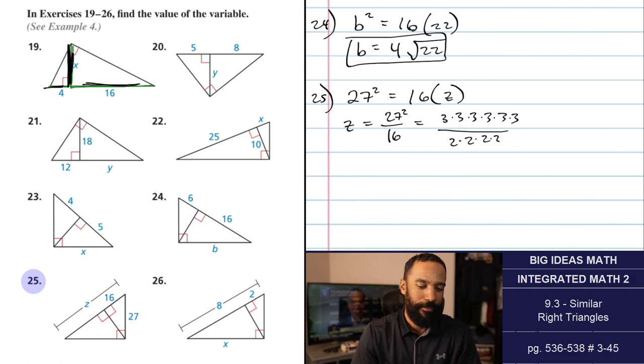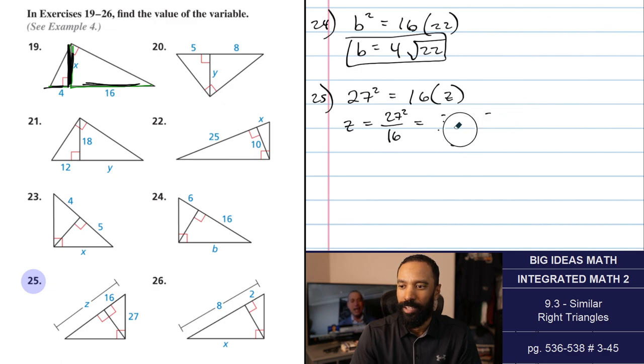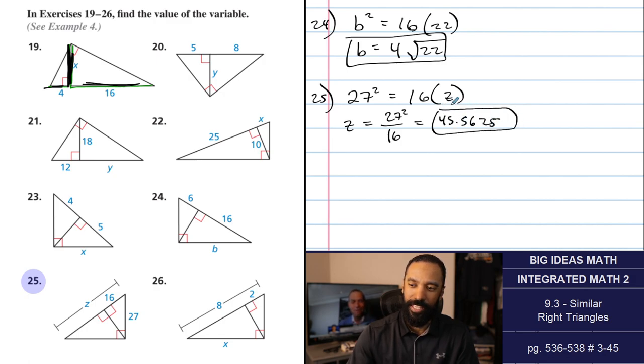I said it was going to be 1.5 times 1.5, but it's going to be an exact number, which is nice. 27 squared divided by 16 is 45.5625, and that is the exact value.